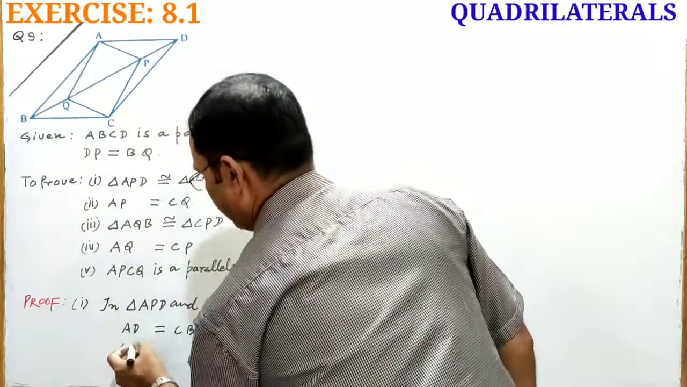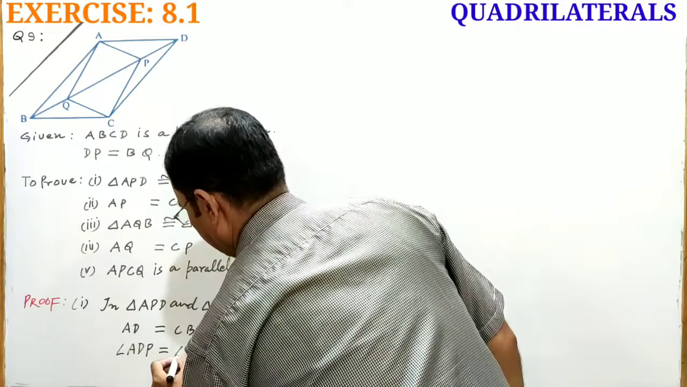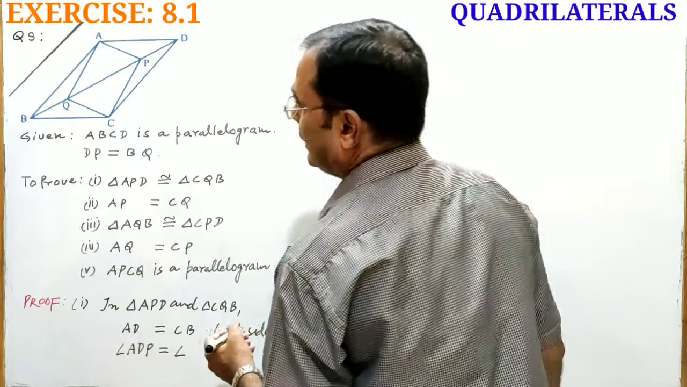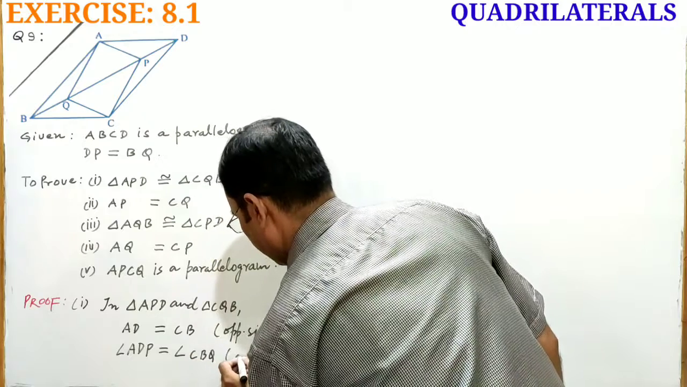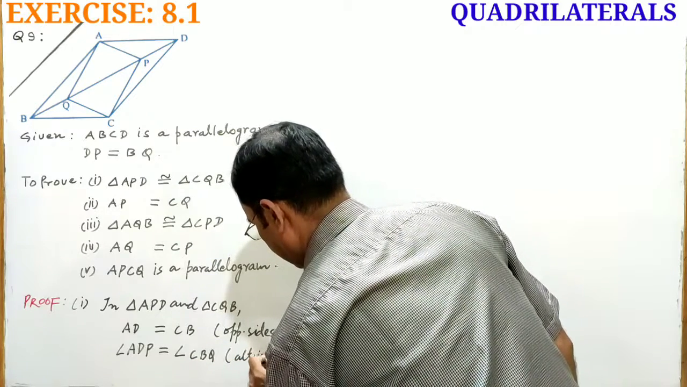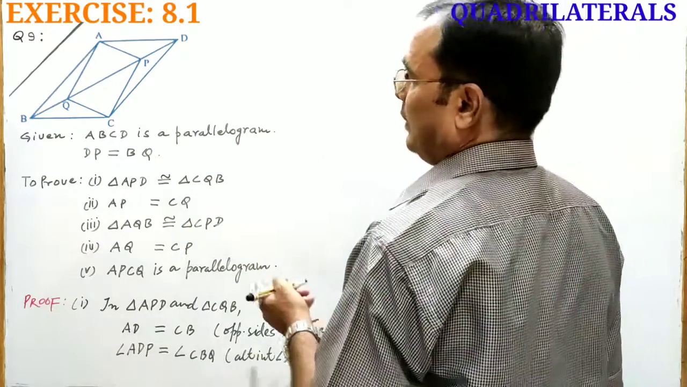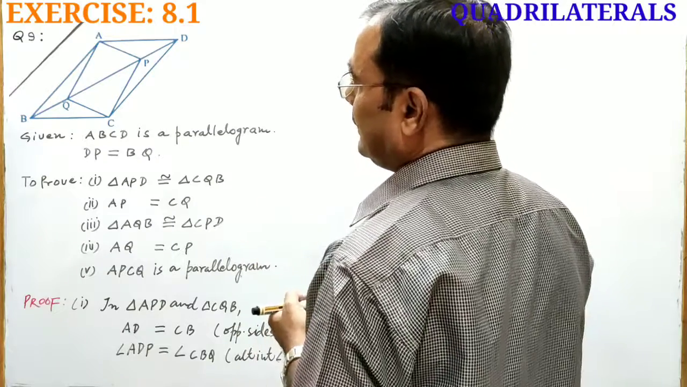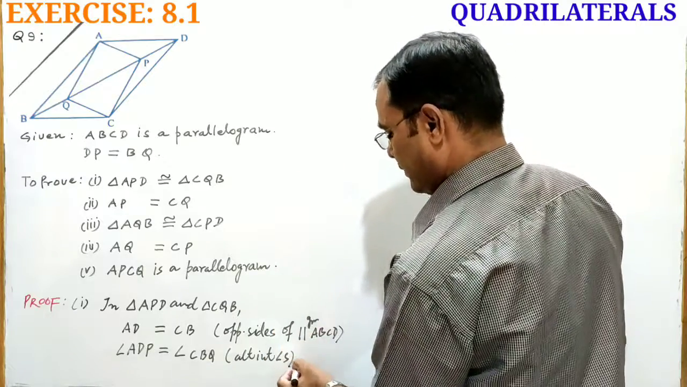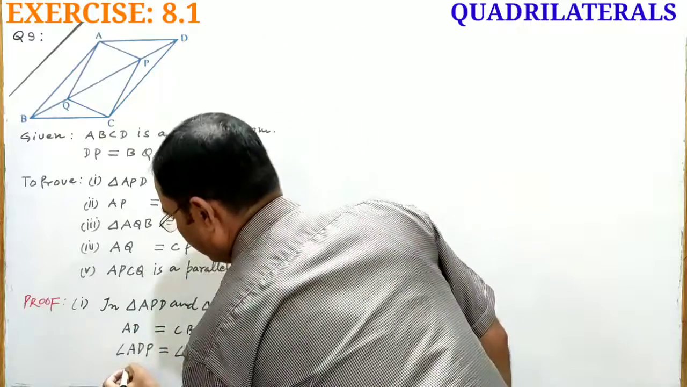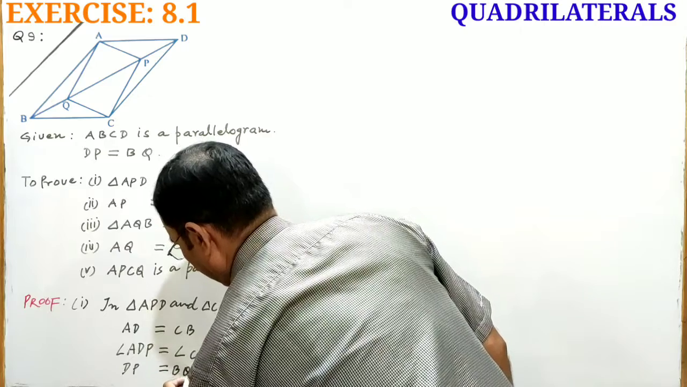Angle ADP is equal to angle CBQ. Alternate interior angles because AD is parallel to BC and BD is transversal. DP equal to BQ. Given.